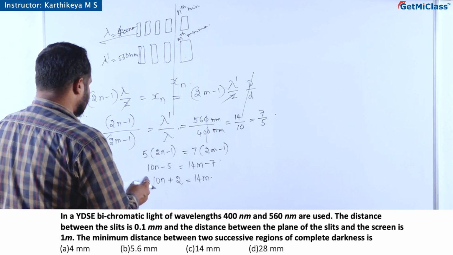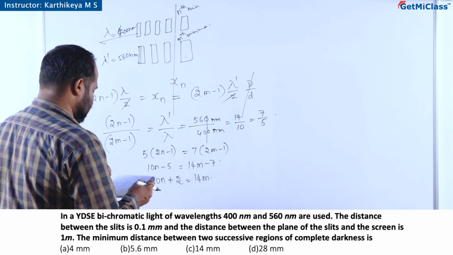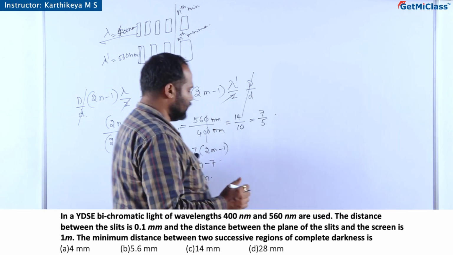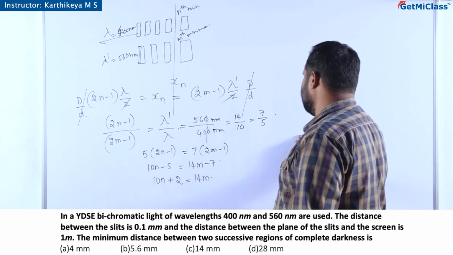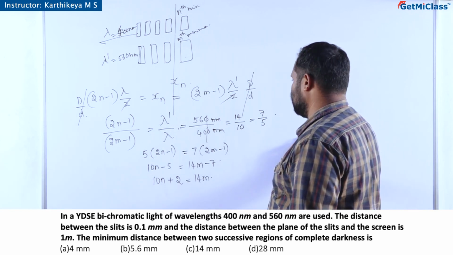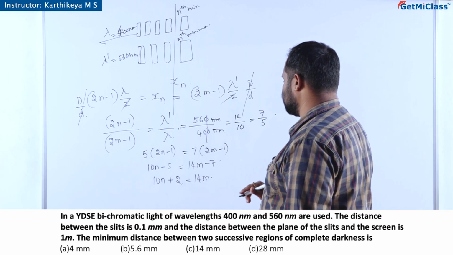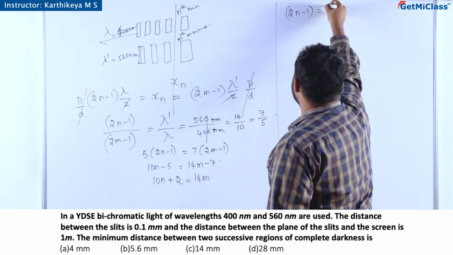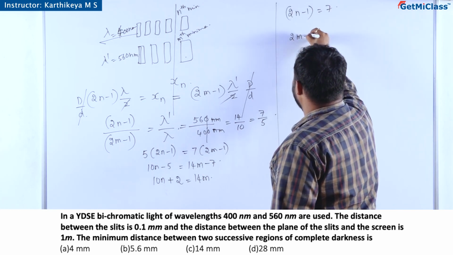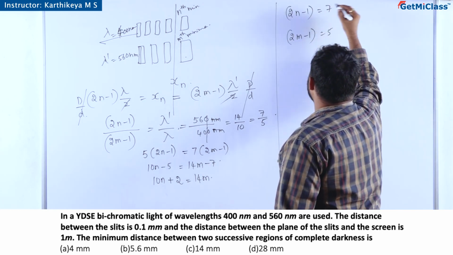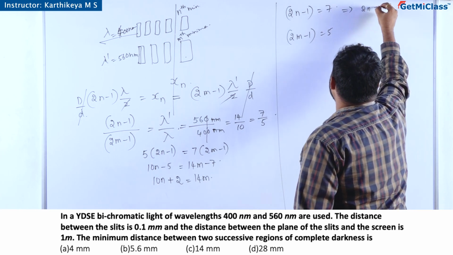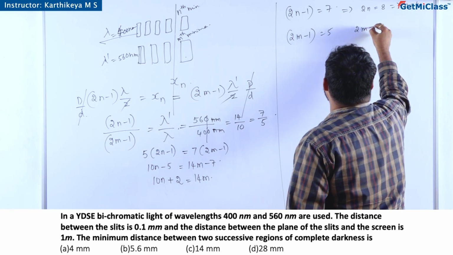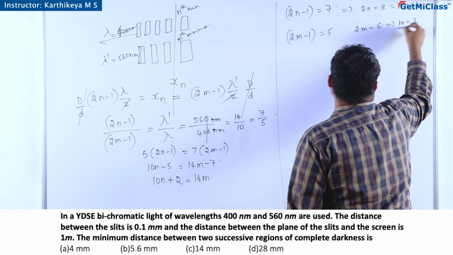So the location of the minima, the m by n ratio, we need to find. That is the challenge, or else we can directly substitute also. We can directly write it as 2n minus 1 is 7, 2m minus 1 is 5. So when that happens, 2n is 8, n is 4, here 2m is 6, m is 3.